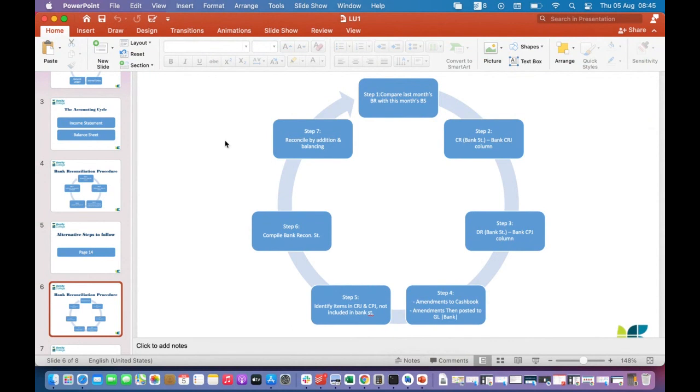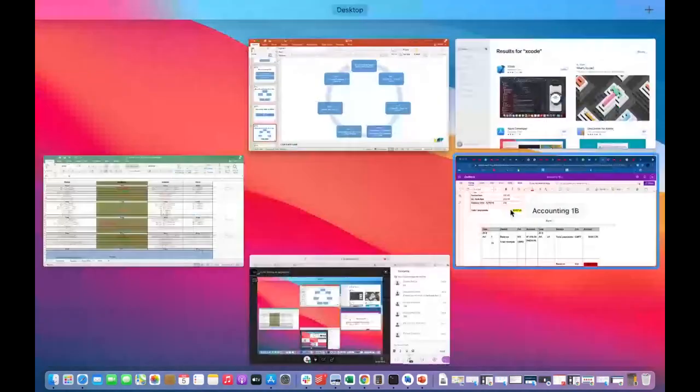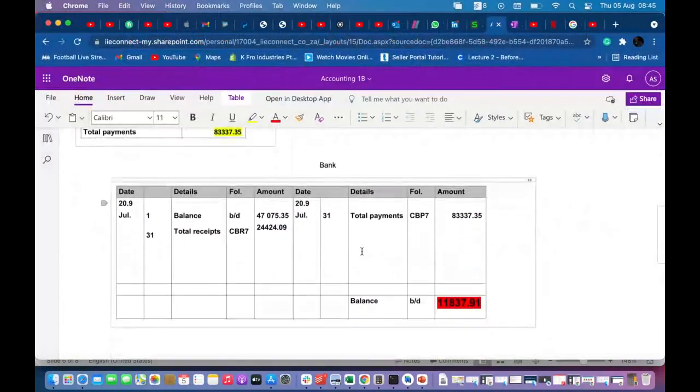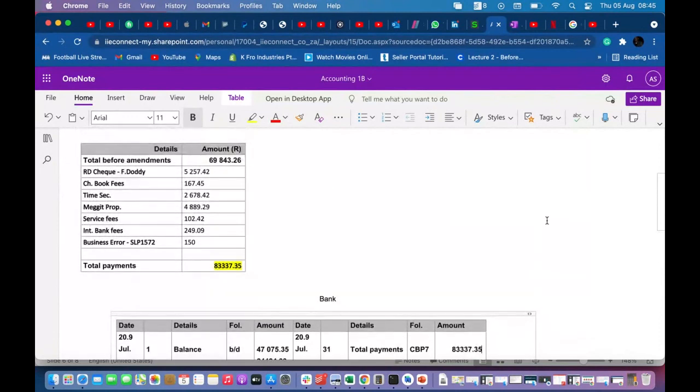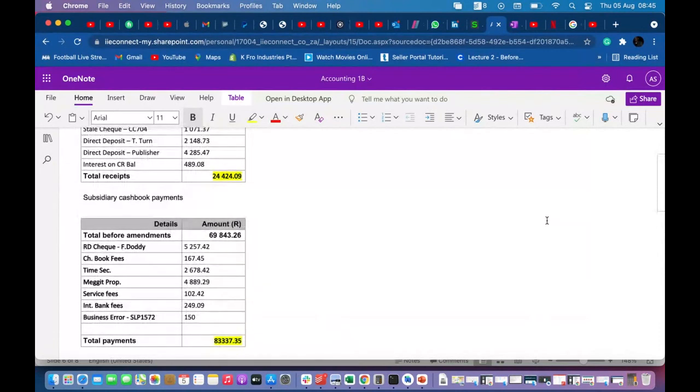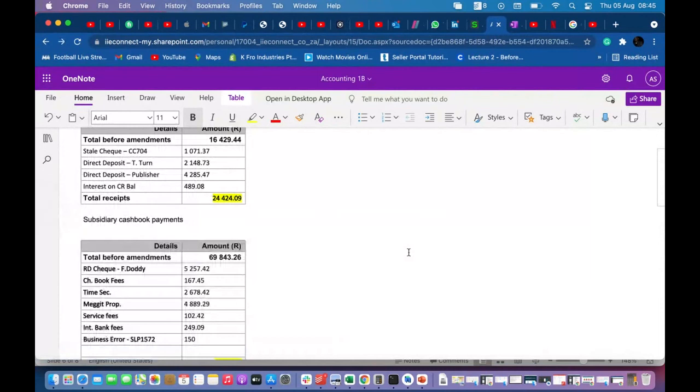And I've left the bank as is. So here you can see the total payments amount is coming from our new balance on the cash book receipt. Can even just highlight that in yellow, but let me just leave it. It's fine. And then also the total receipts.